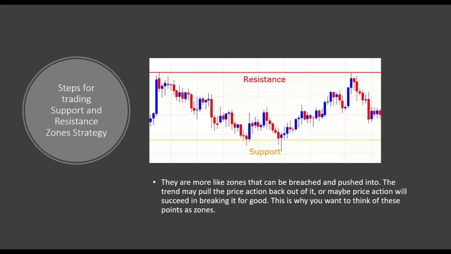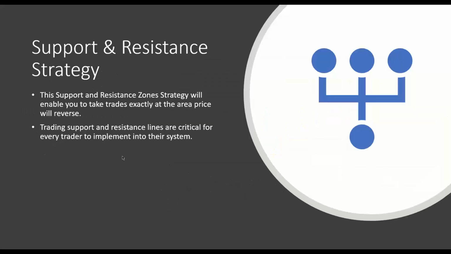Sometimes it was a little lower, because in my mind, I'm seeing this zone. I'm not seeing this line. Now, today we're going to talk about a support and resistance or price level strategy, which will enable you to take trades at the area where price should reverse.